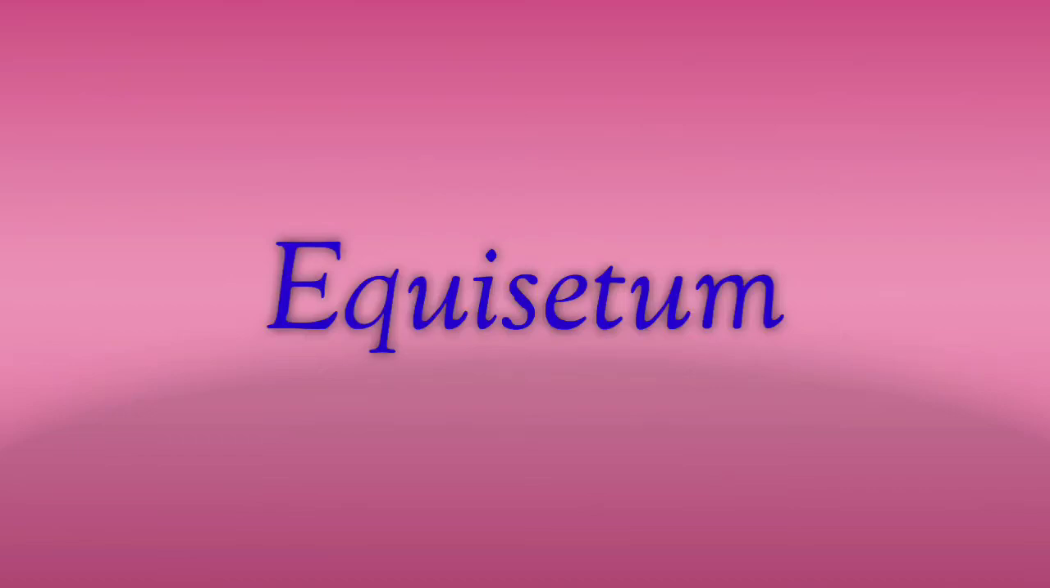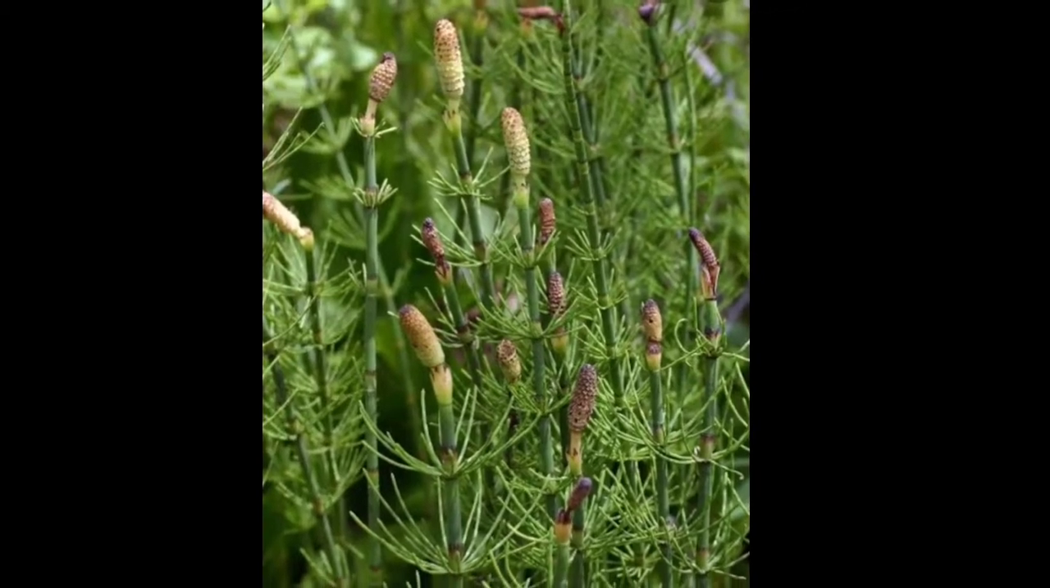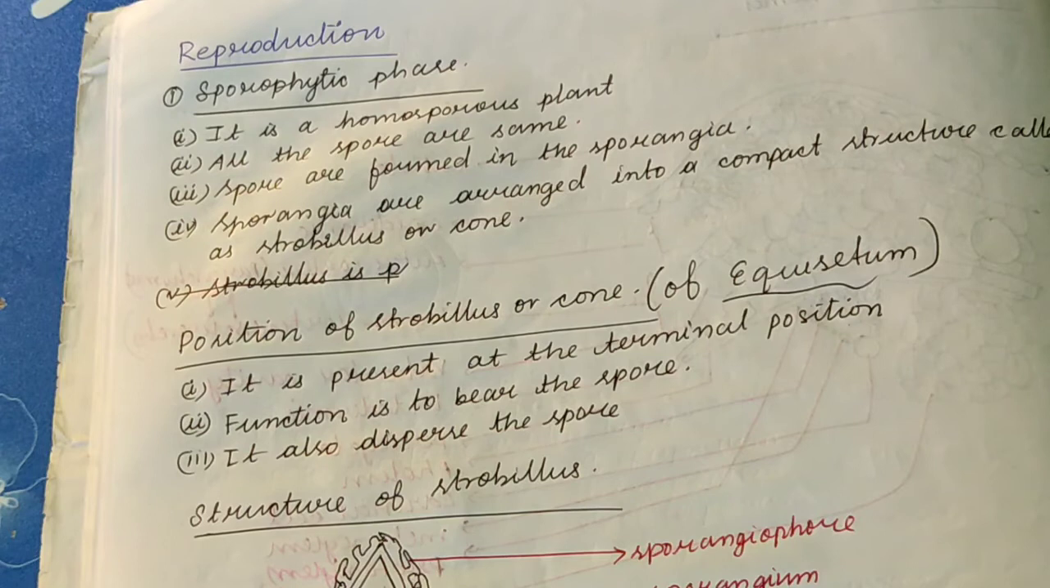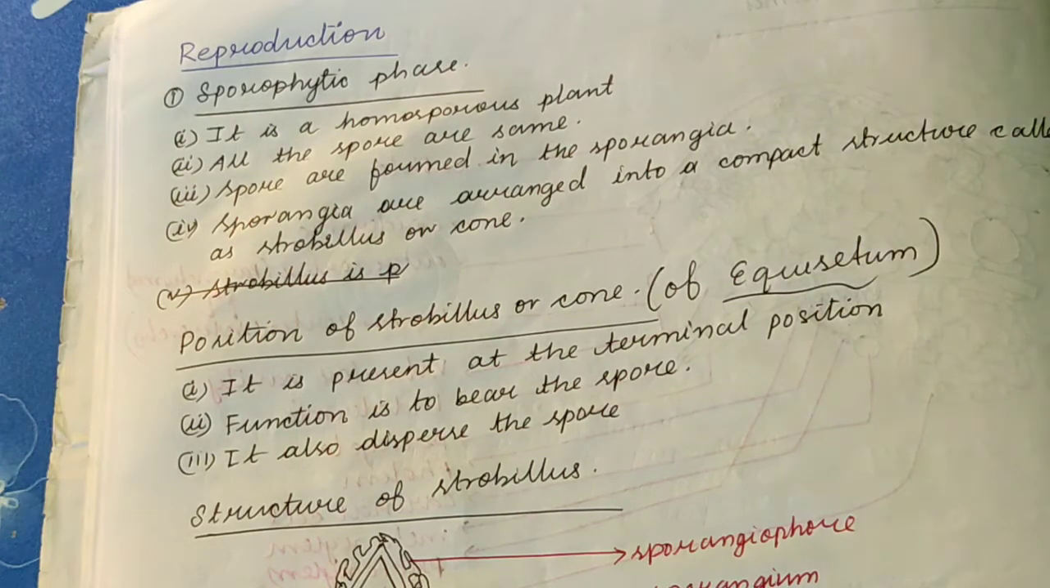Hello, today we will see the reproduction or the life cycle of the Equisetum plant. In the previous video we saw the systematic position and the morphology of Equisetum. So now we will see the life cycle, or the reproduction and the alternation of generation, of Equisetum. The life cycle consists of both sporophytic and gametophytic phases. Now we will see the sporophytic phase of the Equisetum plant.